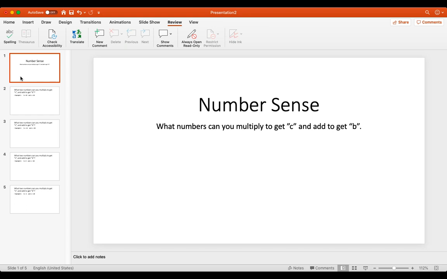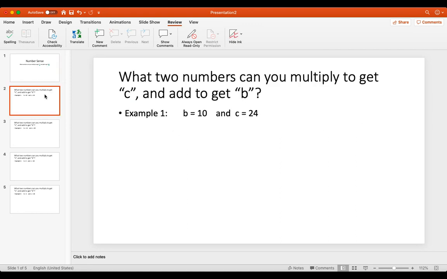In this video, we're going to take a look at some number sense and try to find two numbers that you can multiply to get C that add to get B. So for our first example, we are looking for what two numbers can we multiply to get 24 that add to get 10. Well, if I'm looking for numbers that multiply to get 24, then I need to figure out what are all of my factors of 24.